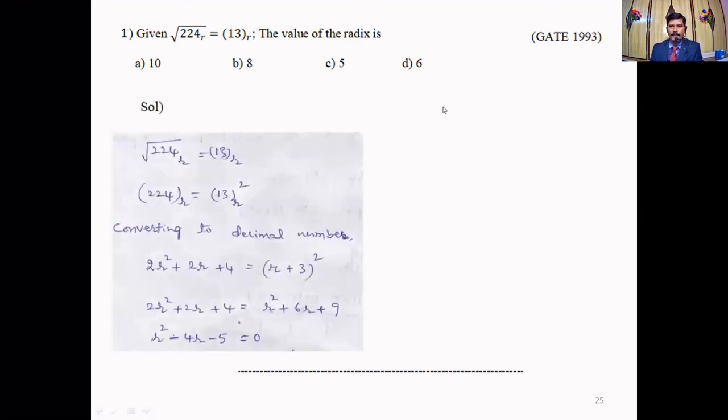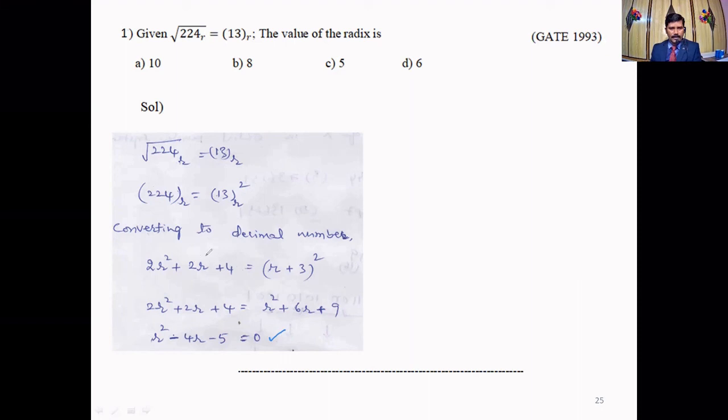Let us see here. How do we find this equation? Take this value and square both sides, so that the root cancels. 224 to the base r equals 13 to the base r, whole squared, will come here. Converting to decimal numbers, r is the base. So r power 0, r power 1, r power 2. So r power 0 into 4, r power 1 into 2, and r power 2 into 2. Like that we need to write here.